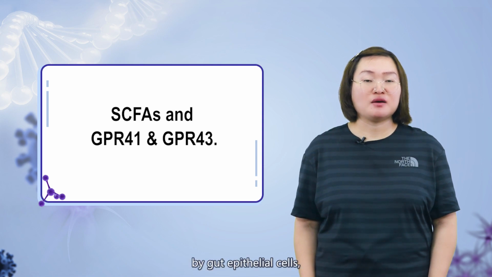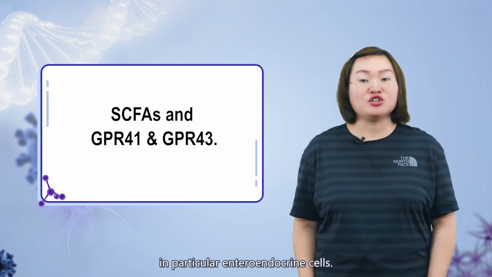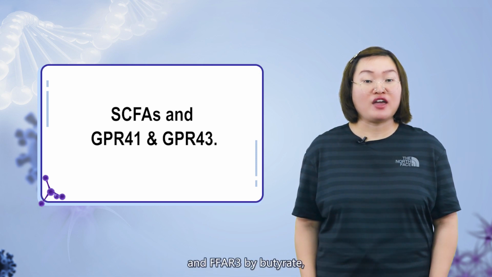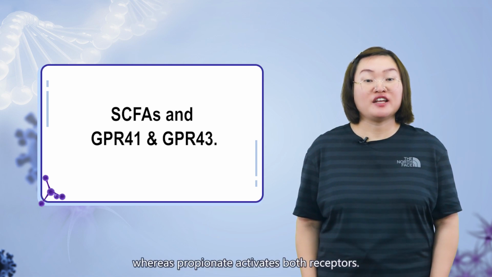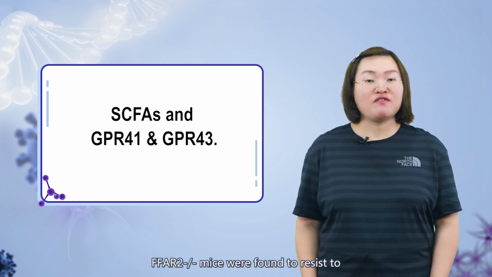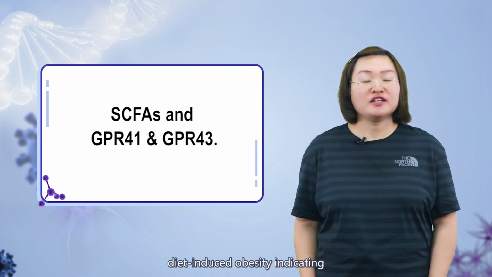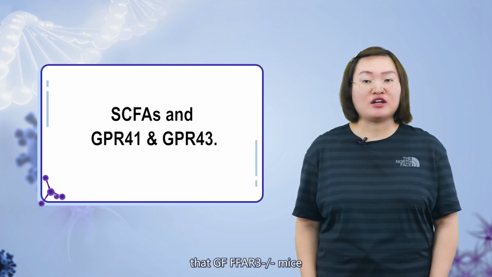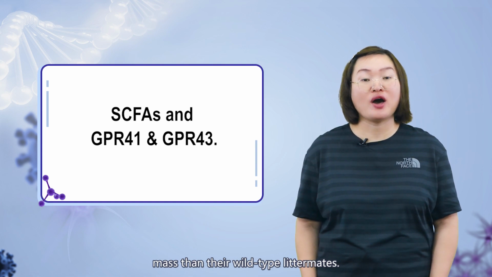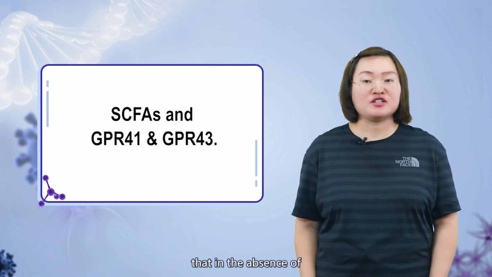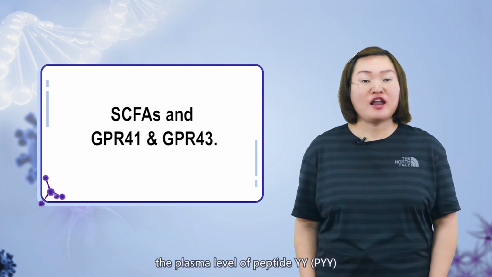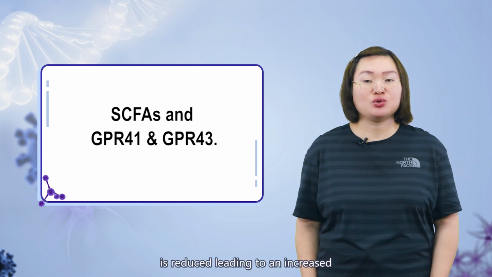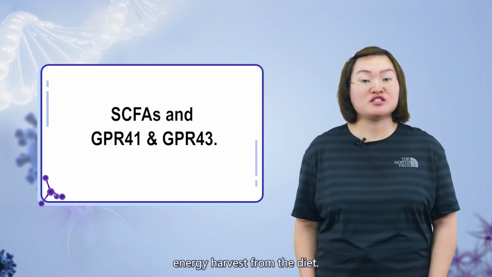These GPRs are mainly expressed by gut epithelial cells, in particular in endocrine cells. FFAR2 is preferentially activated by acetate, and FFAR3 by butyrate, whereas propionate activates both receptors. FFAR2 deletion mice were found to resist diet-induced obesity, indicating that FFAR2 could promote fat storage. Similarly, it has been shown that GF FFAR3 deletion mice colonized by a microbiota gained less fat mass than their wild-type littermates. The authors proposed that in the absence of FFAR3 signaling, the plasma level of peptide YY is reduced, leading to an increased gut motility and reduced energy harvest from the diet.